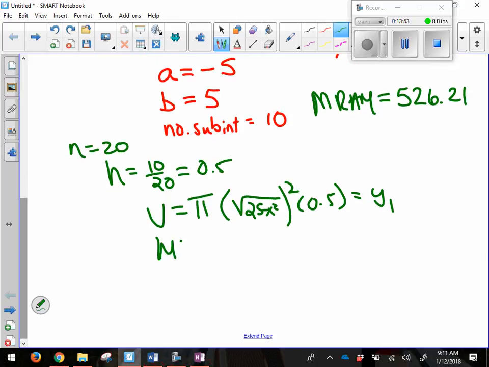And then what do we get for MRAM for that? A is still -5, B is still 5.